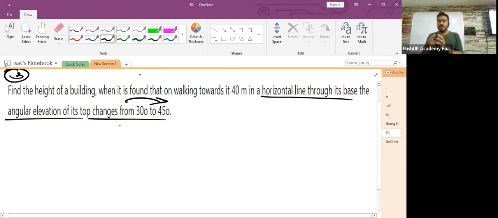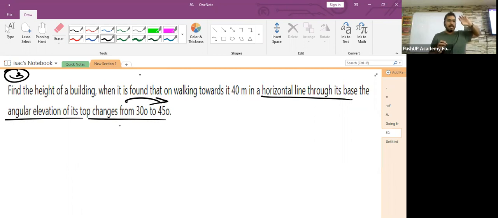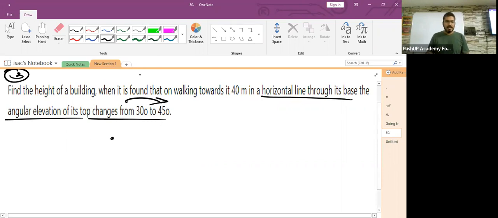That means there was somebody who was looking at the top, and at that time, the angle of elevation was 30. When you moved closer towards the object, I repeat, when you are moving closer to the object, the angle of elevation increases. When you're moving away from the object, the angle of elevation decreases. Right? So here, children, this is the building.